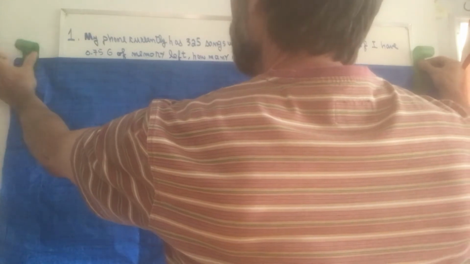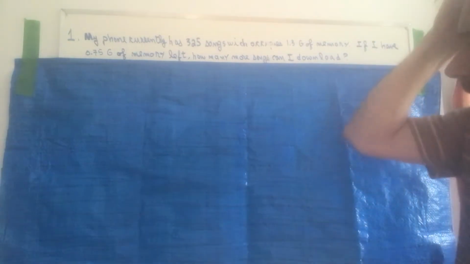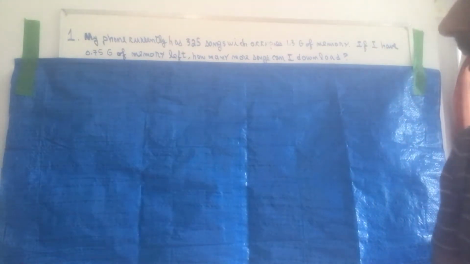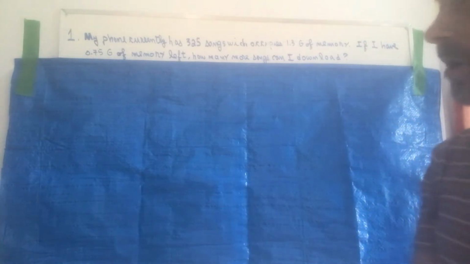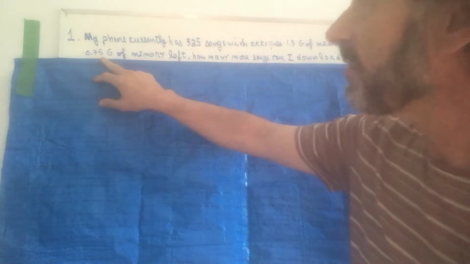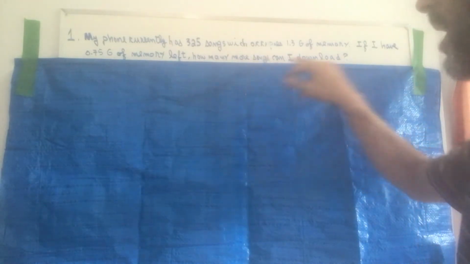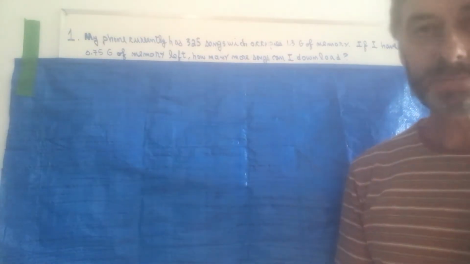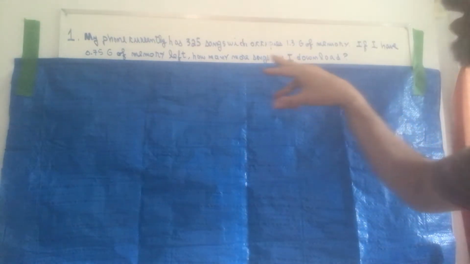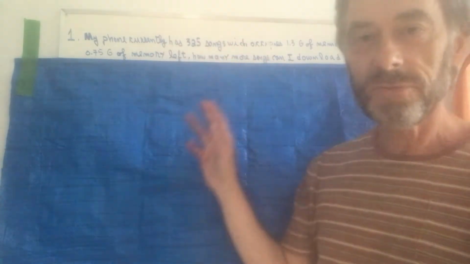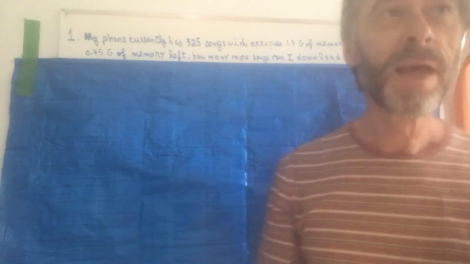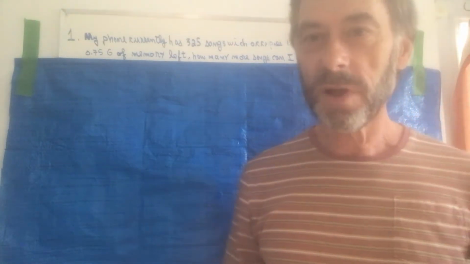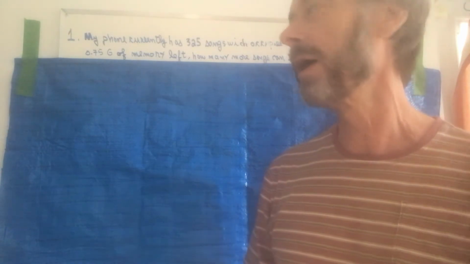So I have here the first problem. I'm going to read this because it's pretty small. My phone currently has 325 songs, which occupies 1.3 gig of memory. If I have 0.75 gig of memory left, how many more songs can I download? Not a very complicated problem, right? One assumption we have to make here is that the size of the songs are going to be roughly the same for what you put on the phone. So there won't be like 3 songs that are 4 minutes and 7 songs that are 12 minutes. They're all going to be more or less the same amount of time.